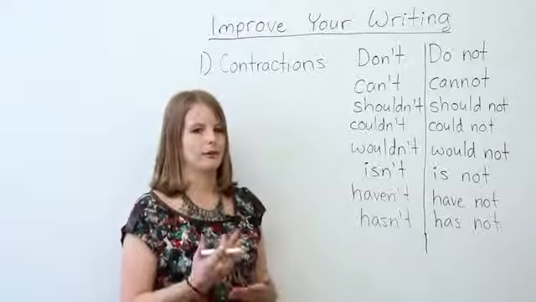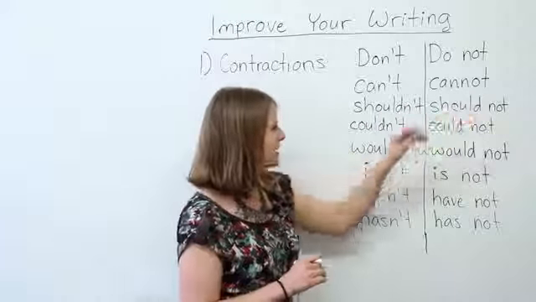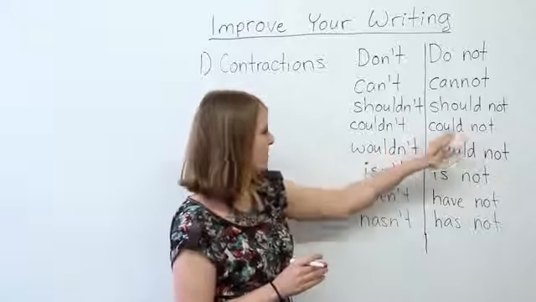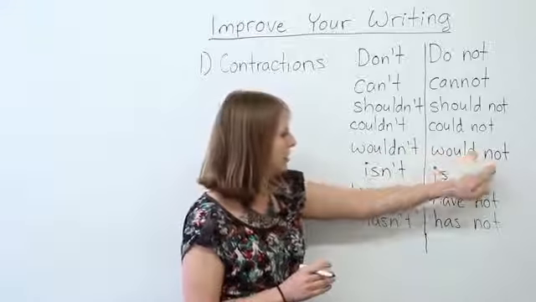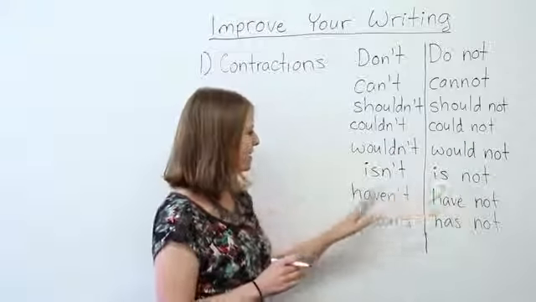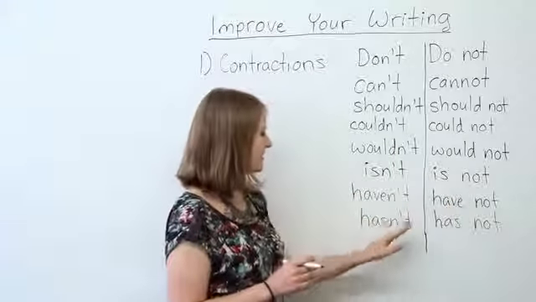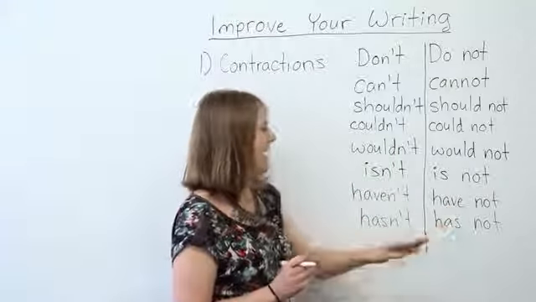So instead of don't, use do not. Instead of can't, use cannot. And notice how with do not, it's actually 2 words. Cannot is just 1 word. Shouldn't becomes should not. Couldn't becomes could not. Wouldn't, would not. Isn't, is not. Haven't, have not. Hasn't, has not. So don't use these, use these. Now let's look at tip number 2.